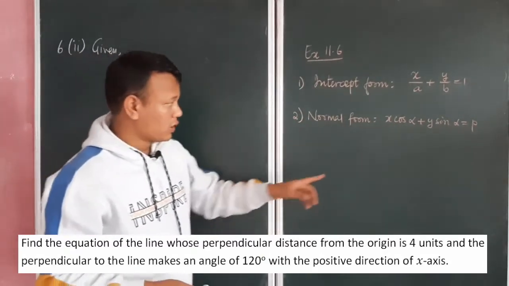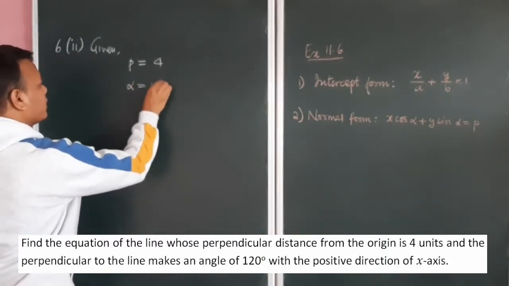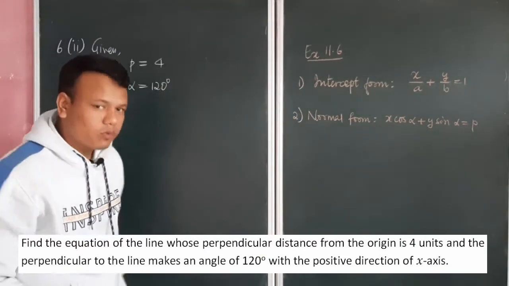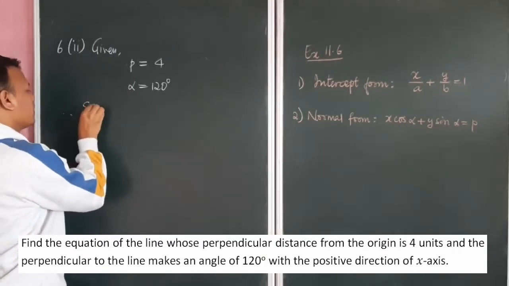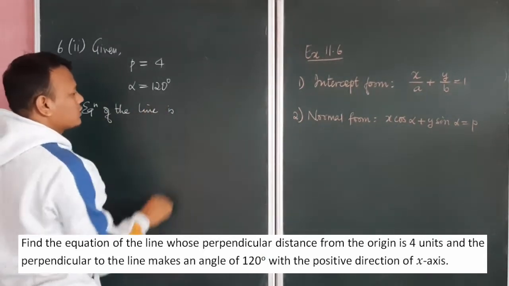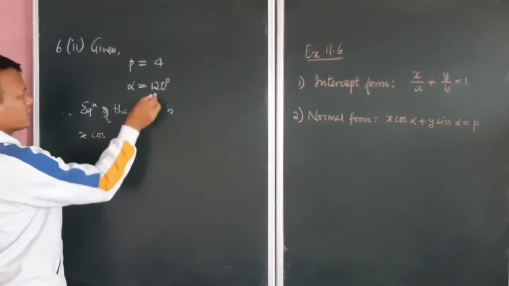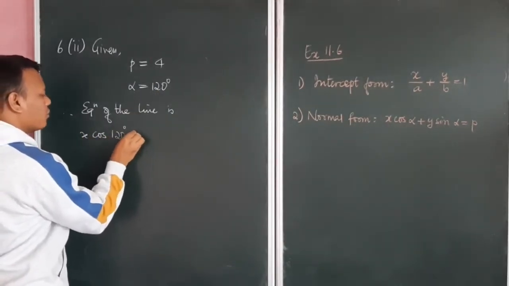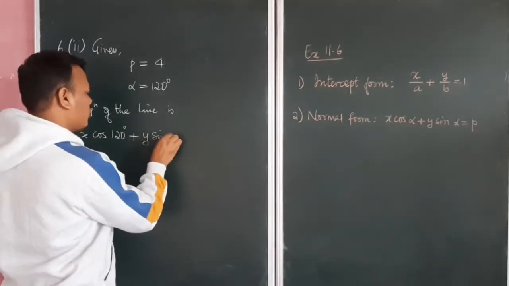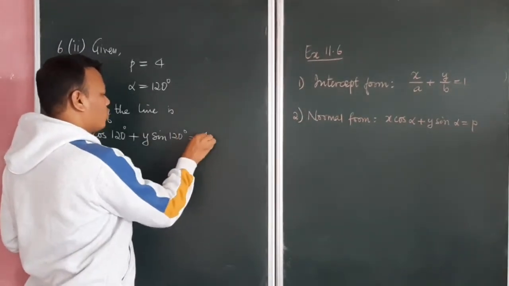So the angle alpha is also given to us, which is 120 degrees. You need to find the equation of the line, so obviously we have to go for the normal form. Therefore the equation of the line is x cos alpha, where alpha is 120 degrees, plus y sin alpha, where alpha is 120 degrees, equals p, which is given to be 4.